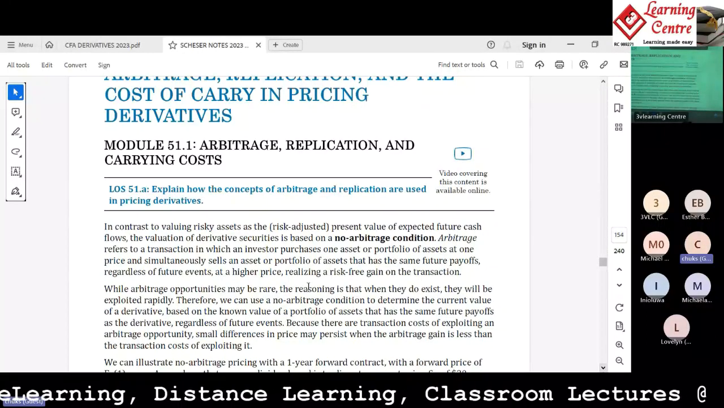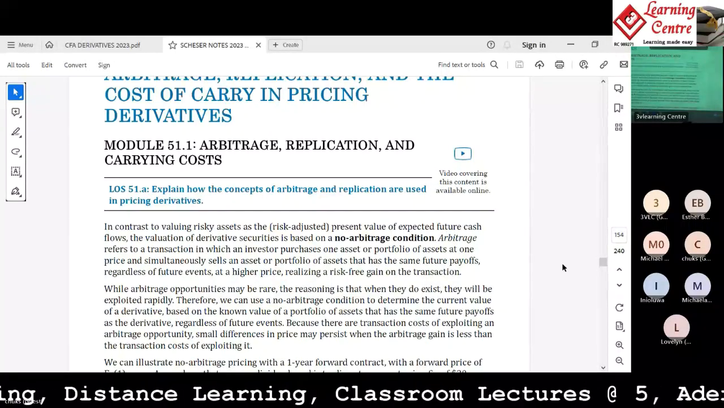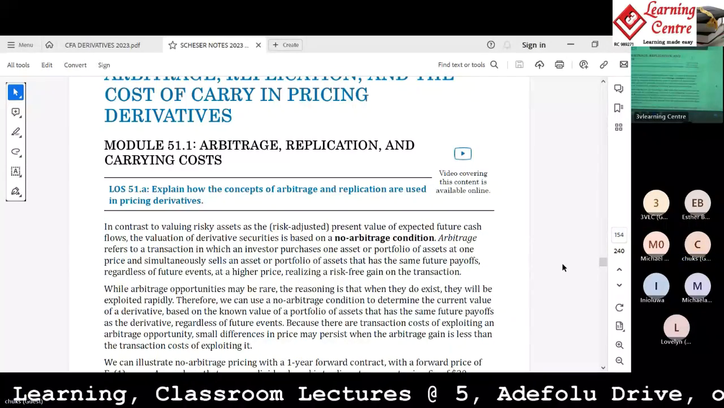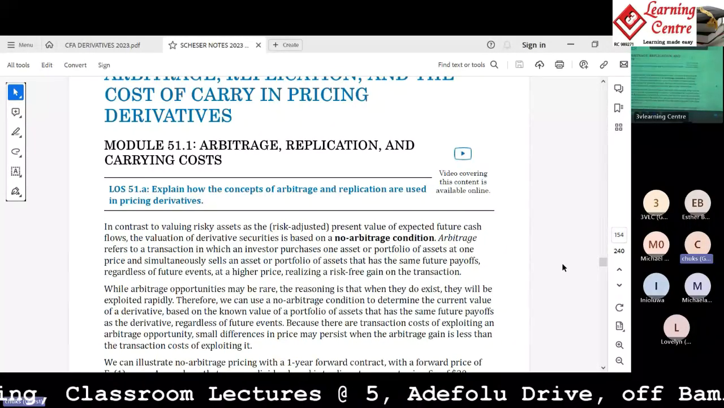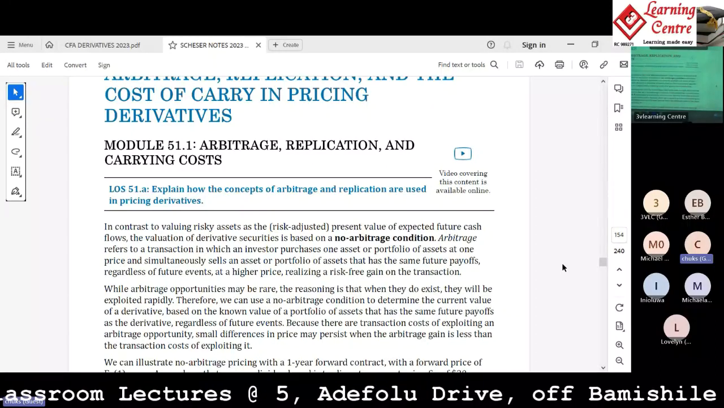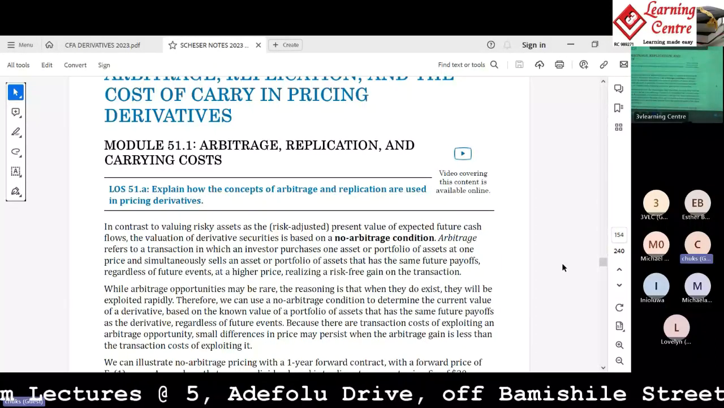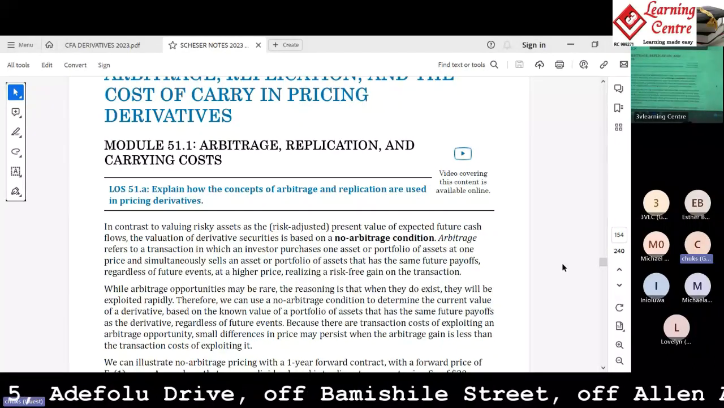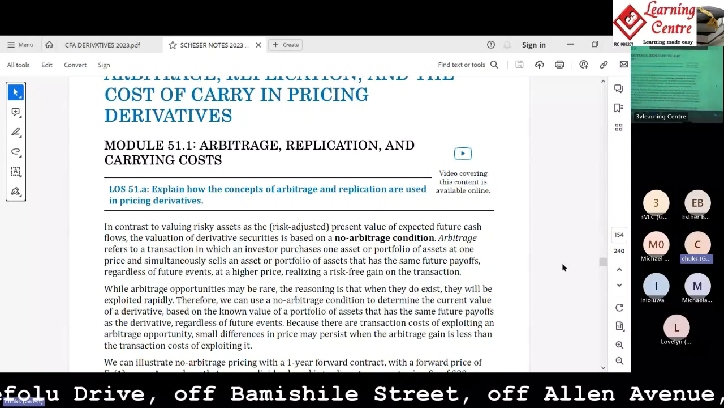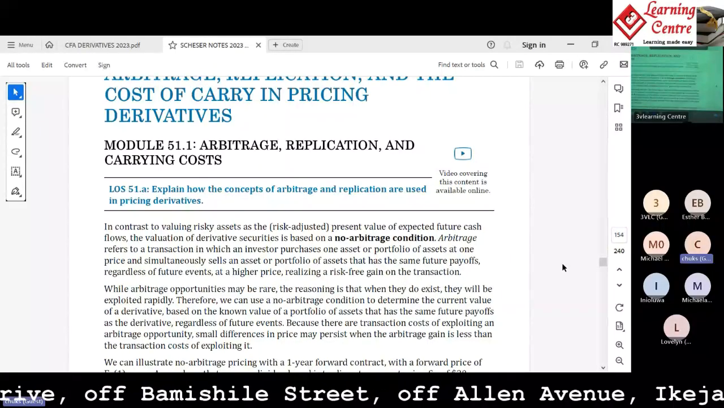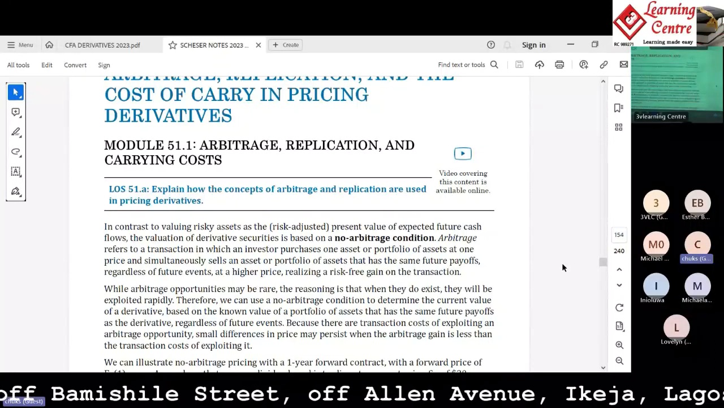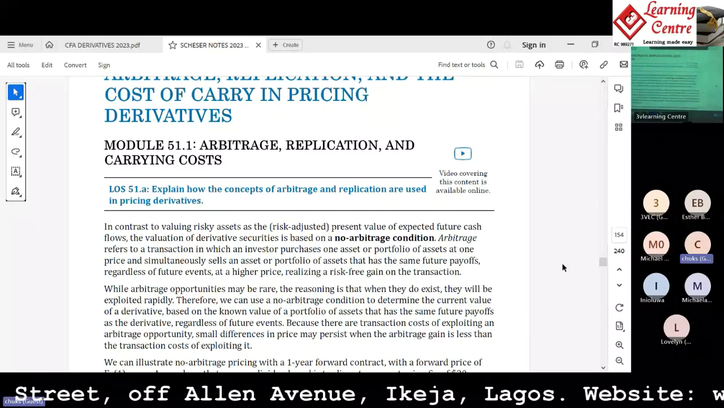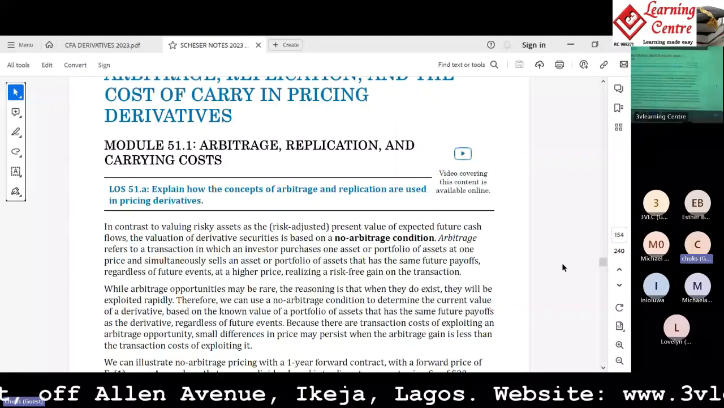So what arbitrage opportunity says is I should be able to get the same assets. What is happening in one market must be similar to what is happening in the other markets for the same assets based on the same conditions. If not, there will be what you call arbitrage opportunity. So let me explain. Let me use a real life explanation. So you know the way fuel price in Lagos is different from fuel price in the north or in the east.